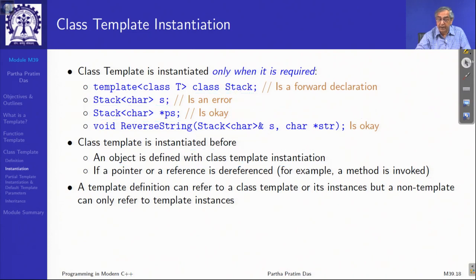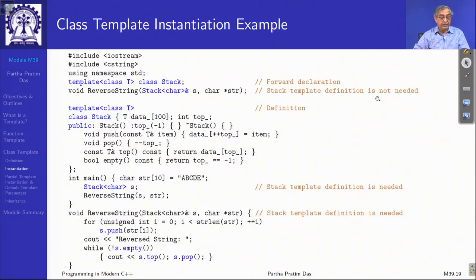So, this is the basic idea of class template instantiation, and we will use that in the example now. This is a forward declaration, and with that I am trying to use a stack of characters to reverse a string. I want to write the signature of the reverse string function, and to be able to do that I need this stack type to be known, and I am passing the stack by reference. Note that I have not yet defined the stack class, and it is perfectly okay, because I am just defining a reference.